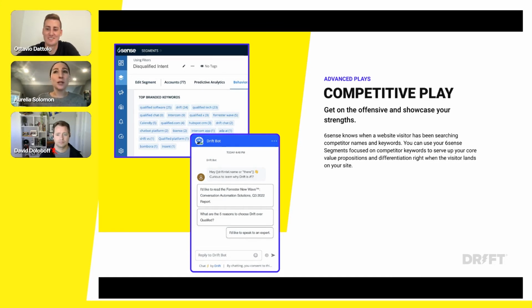But what's really cool about this, and Tav and I have partnered very closely at Drift on this in particular, is to leverage the value props that you have, your differentiation of how you can help that buyer, against the other vendors they're evaluating. From 6sense, you can understand what other competitors they've been searching, the names and keywords, and then use the 6sense segments based on those keywords to serve up the right message to that buyer, based on the one, two, three other vendors in your space that they're evaluating.